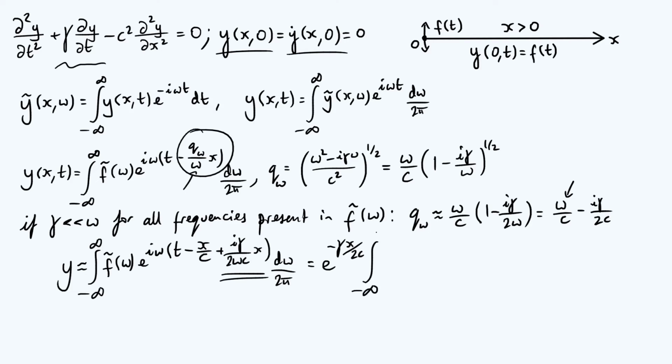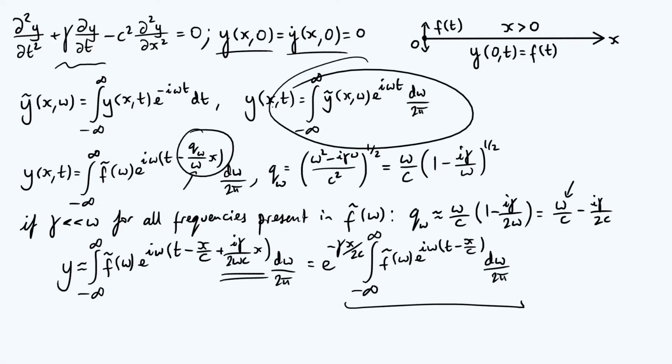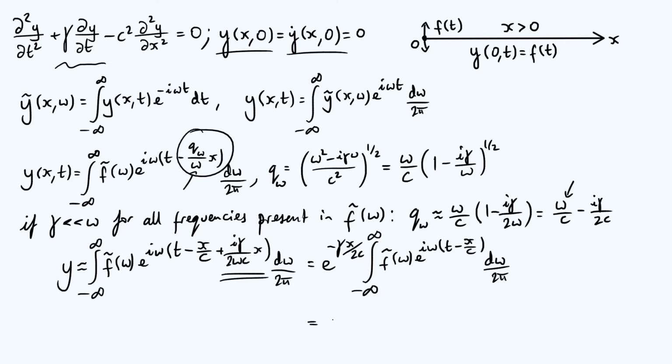The integral itself is now over all values of f tilde of omega times e to the i omega. The only terms remaining in your complex exponential are t minus x over c. We integrate d omega over 2 pi. Now this integral here is just an inverse Fourier integral, except instead of the t in our general definition up there, we've got t minus x over c in its place. And so this actually simplifies to e to the minus gamma x over 2c times f evaluated at a time of t minus x over c.